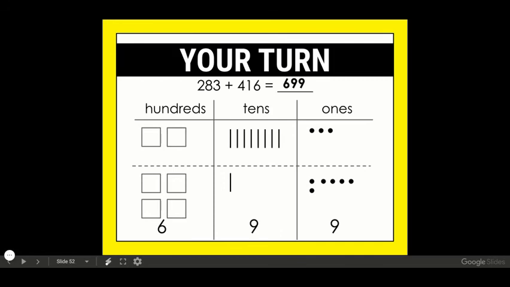All right, does your hundreds, tens, and ones chart look similar to mine? You should have gotten a sum of 699. Check your work, make sure it looks similar.